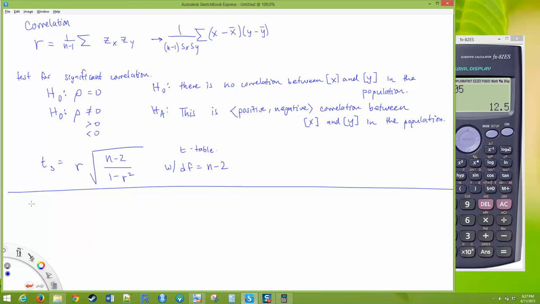And then linear regression is about fitting the line y hat equal to b0 plus b1x, so the slope b1 is equal to r times the standard deviation of y divided by the standard deviation of x, and the intercept is always going to be y bar minus the slope times x bar.